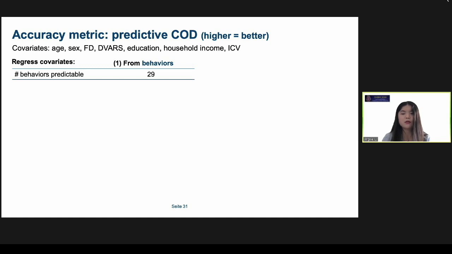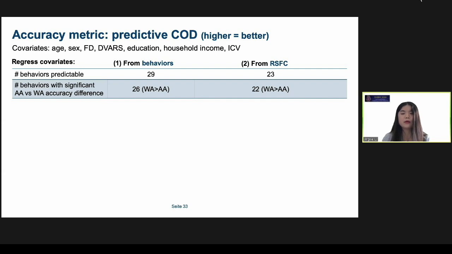When regressing the confounding variables from behaviors, 29 behaviors can be successfully predicted. Here, predictable means it survived the permutation test by shuffling the predicted score across subjects, and the predictive COD value is positive in either African Americans or white Americans. There are 26 behaviors that showed significant accuracy difference between the two groups. White Americans had higher predictive COD in all these 26 behaviors. Similarly, when the regressors were regressed from functional connectivity, we still found that most behaviors showed significantly higher predictive COD in white Americans than African Americans.